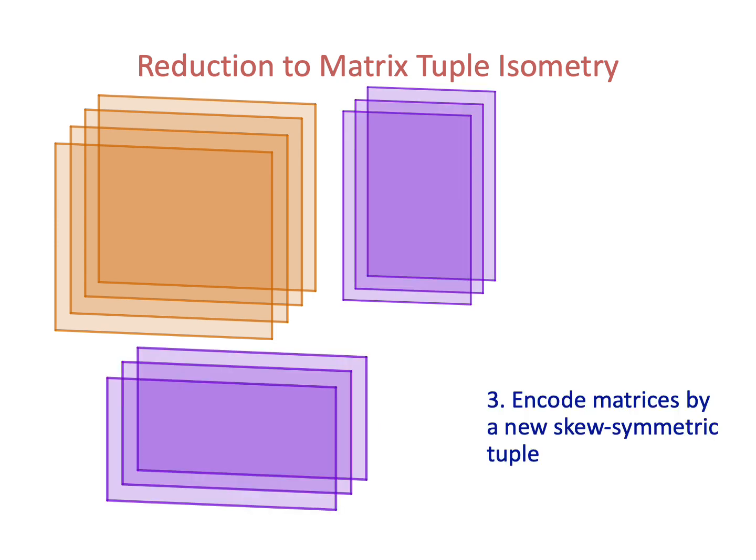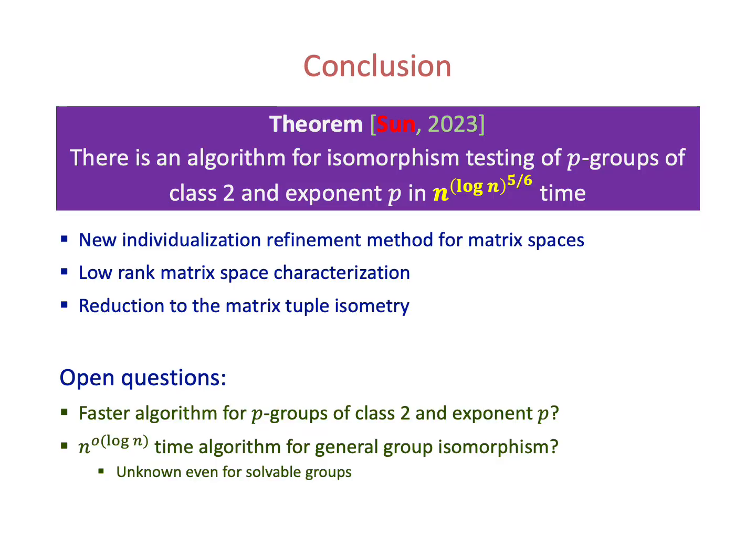At the end, we use a few new matrices to encode these three matrix tuples. To make sure the matrix tuples from different sides do not intervene each other, we encode matrices from different sides in different matrices in the new matrix tuple. We show that the newly constructed matrix tuples are asymmetric if and only if the original skew-symmetric matrix spaces are asymmetric. To summarize, we give an algorithm to test the isomorphism of p-groups of class 2 and exponent p in time n to the power of (log n)^(5/6).